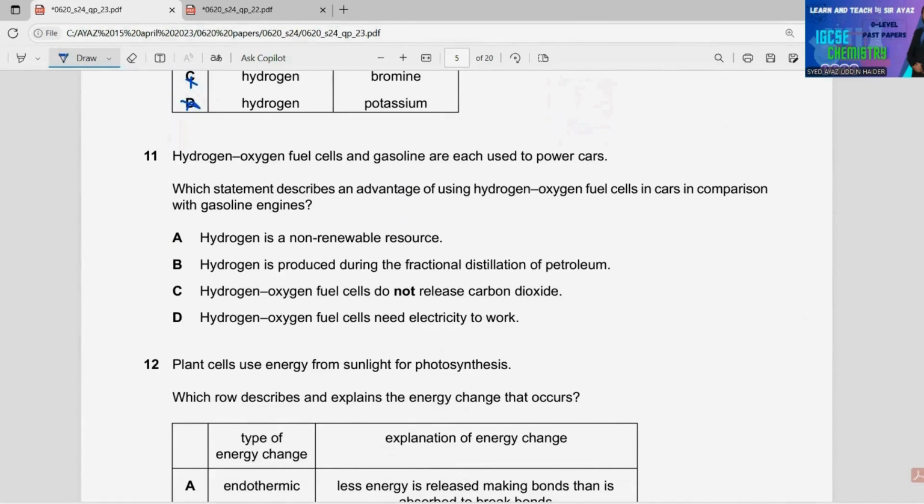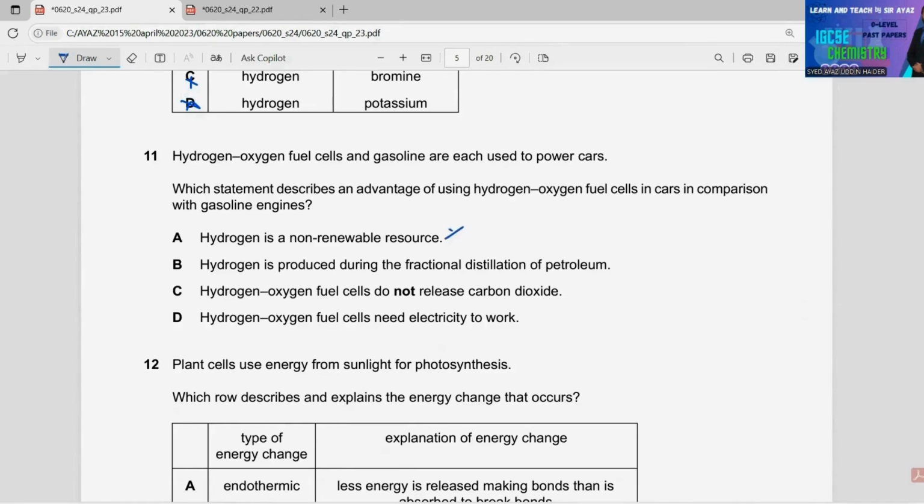Hydrogen oxygen fuel cells and gasoline are each used to power cars. Which statement describes an advantage of using hydrogen oxygen fuel cells in cars in comparison with gasoline engines? A. Hydrogen is a non-renewable resource. This is incorrect. Hydrogen is not a non-renewable resource.